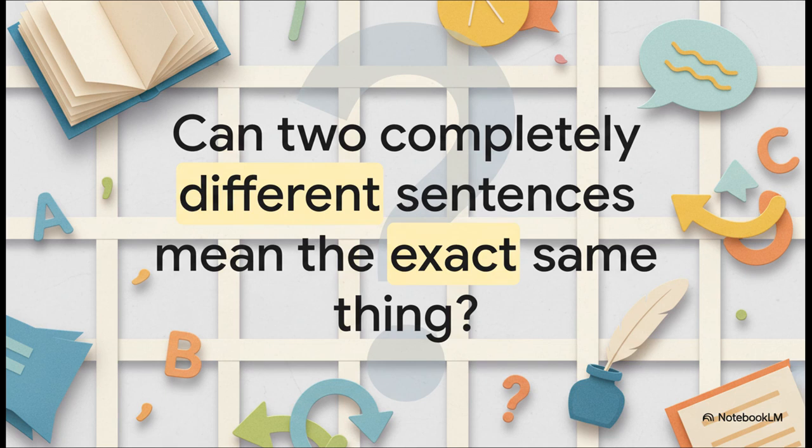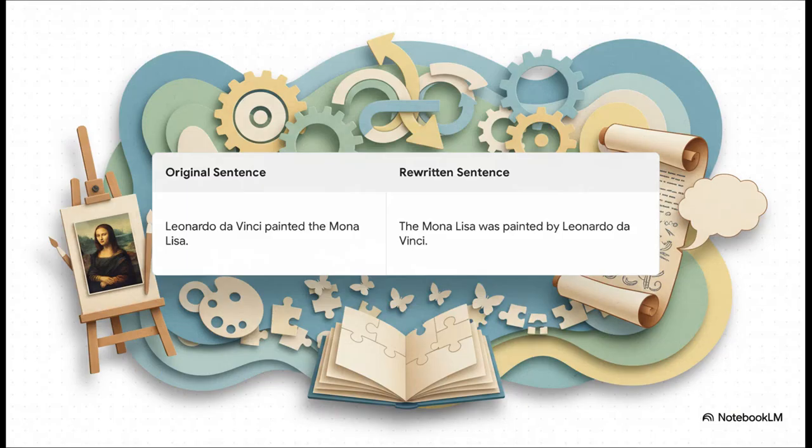All right, let's get right into it. Can two totally different looking sentences mean the exact same thing? What do you think? The answer is a resounding yes. And you bet it is. Check this out. Leonardo da Vinci painted the Mona Lisa, and the Mona Lisa was painted by Leonardo da Vinci.